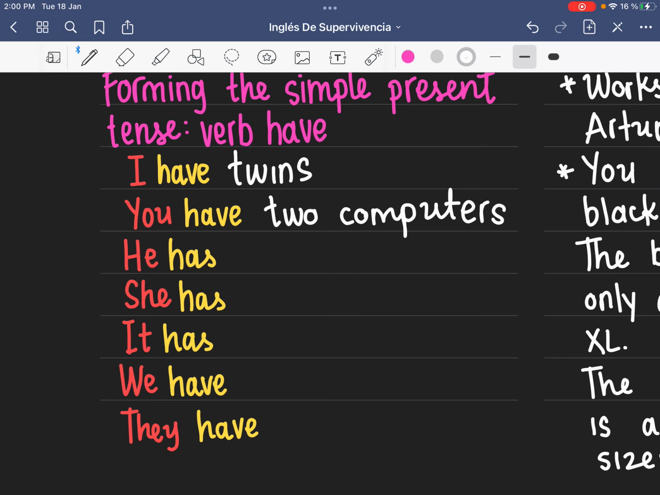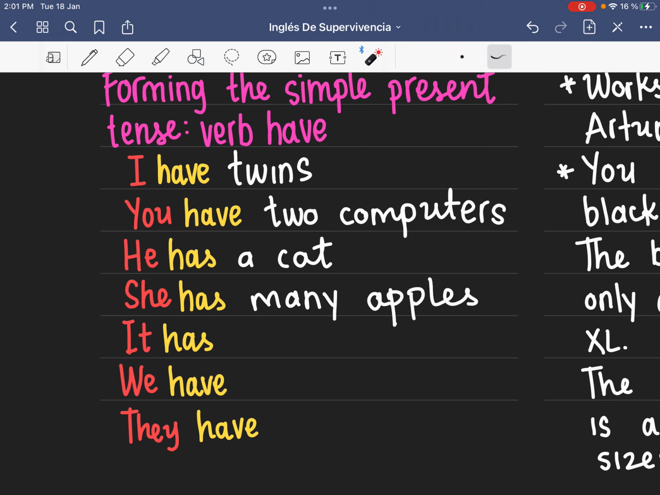Y de nuevo el complemento no importa. And again, the complement doesn't matter. I can say he has a cat. Él tiene un gato. She has many apples. Ella tiene muchas manzanas. It doesn't matter. No importa el complemento. Lo que importa es el sujeto. Y recordemos, esto es solo para presente simple. El sujeto y el tiempo verbal.